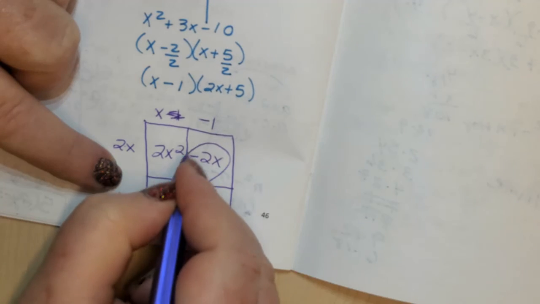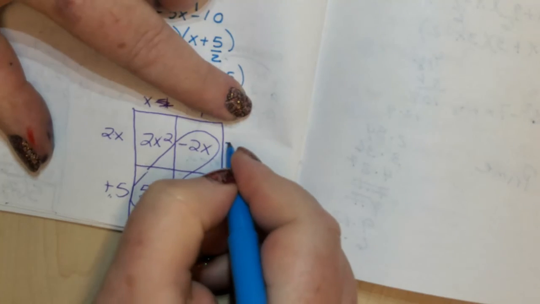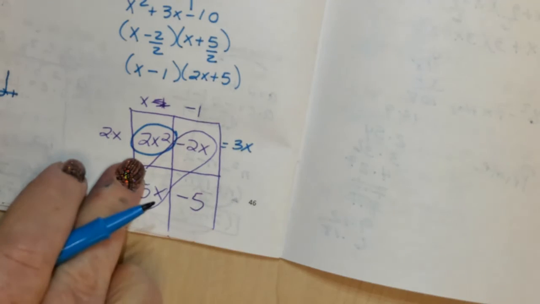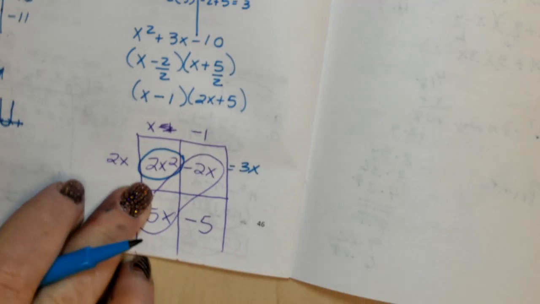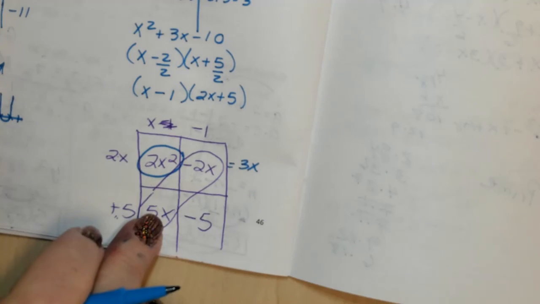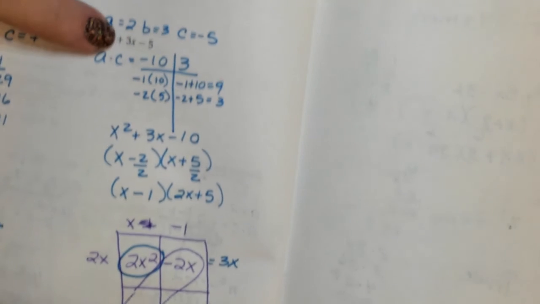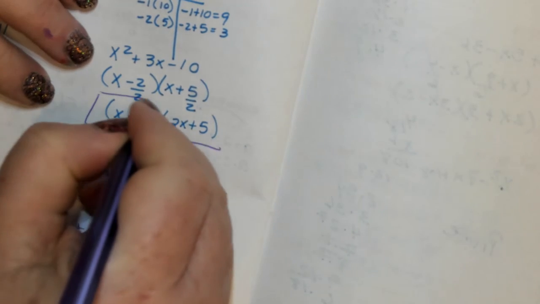These are our middle terms. They're like terms, so we add those together to get 3x. So first, 2x squared. Yes. Add those together, 3x. Yes. Negative 5. Yes. So this was indeed factorable. It was not prime, even though it was on our page that said prime. So there we go.